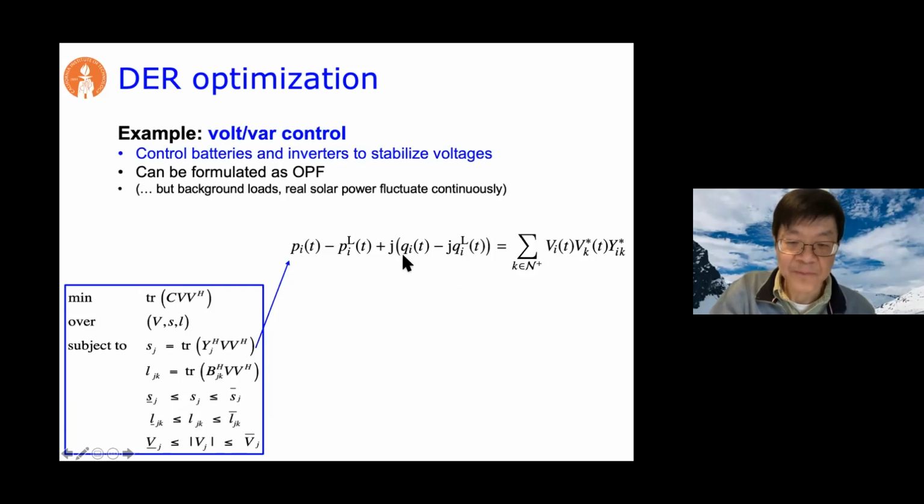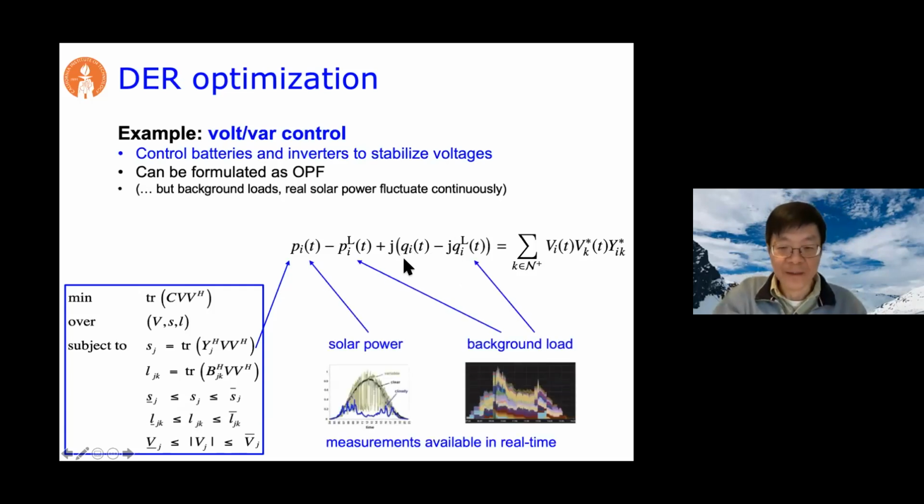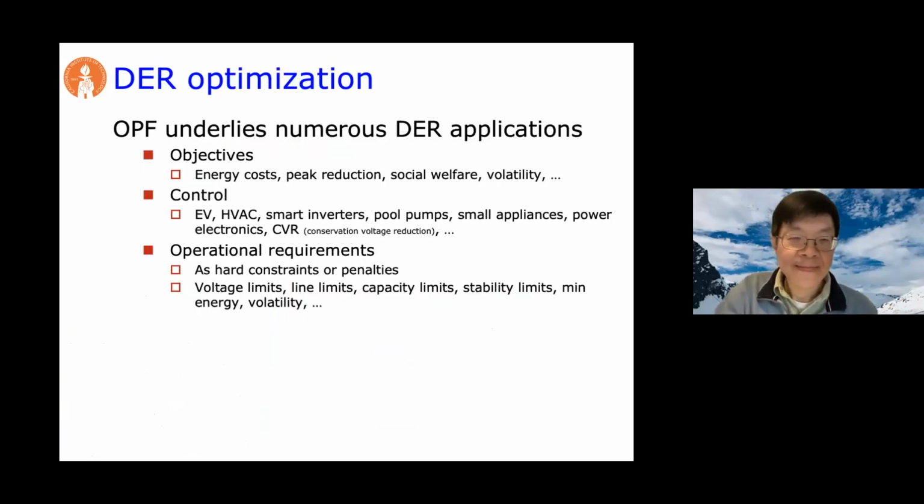The control is Qi. This is the control. That's the smart inverter. You can control the Qi. And therefore, the PiL and QiL are background loads that are given, solar power Pi is measured in real time, and you can control the Qi. You want to choose Qi where you have smart inverters to solve this OPF. That's how you can formulate voltage control as an OPF problem. And OPF is very versatile. You can capture different objectives, different controls, and different operational requirements.